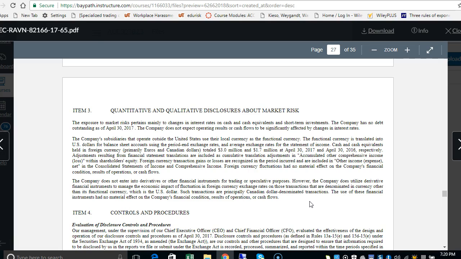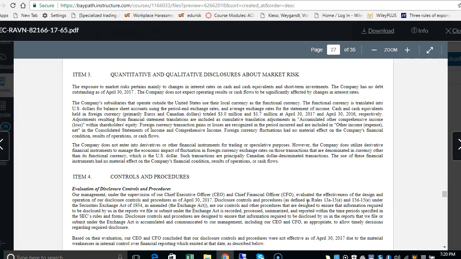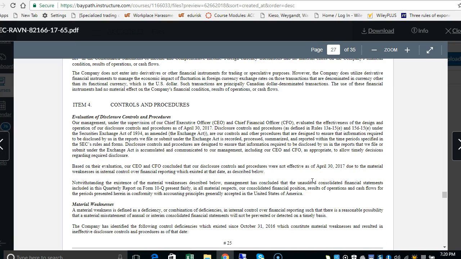Quantitative disclosures about market risk. They talk about risk in their market. Primarily, it looks like it's foreign exchange risks. And then the important controls and procedures, the internal controls, which is heavily audited. Basically, the reason why I used this is because 99% of the time you'll see no problem with internal controls. But this particular company had problems. So it has been disclosed in this 10Q.